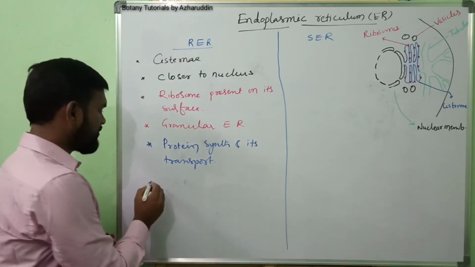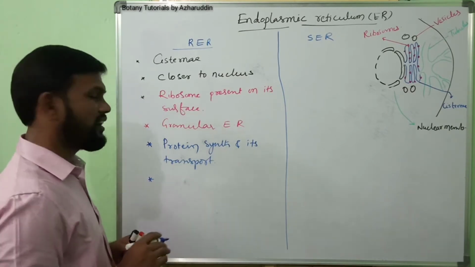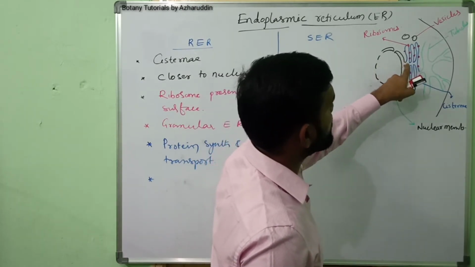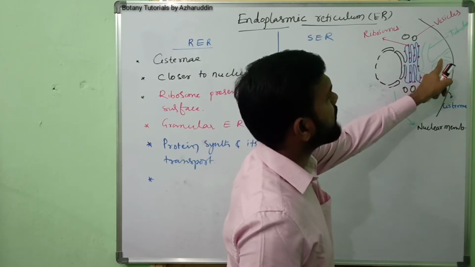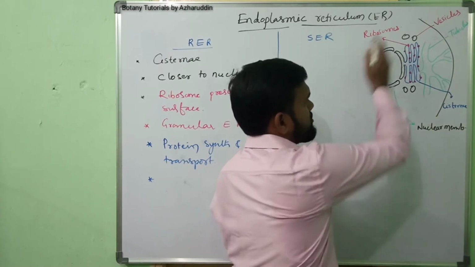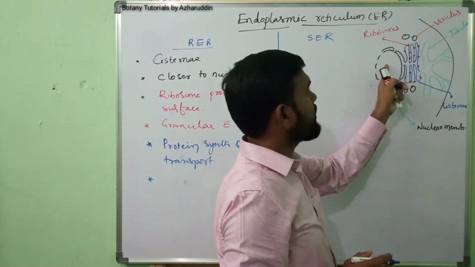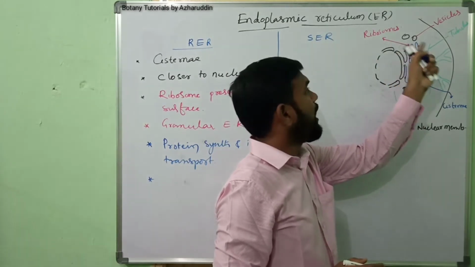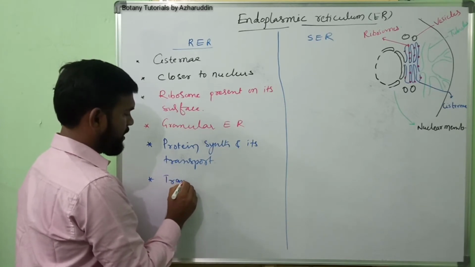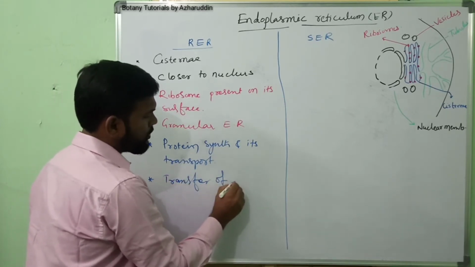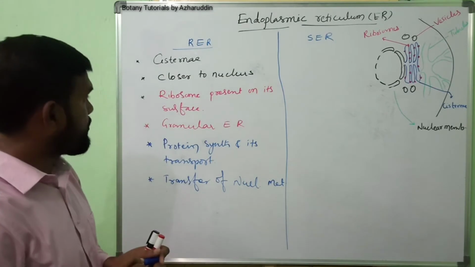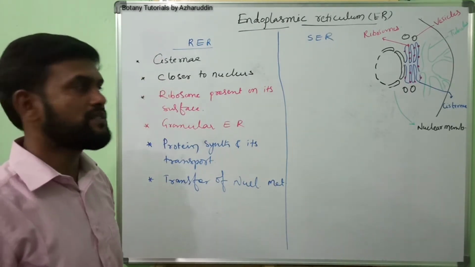Along with that, rough endoplasmic reticulum is involved in the transfer of nuclear material. This is the nucleus. From the nucleus, nuclear material is transferred to other cell organelles like the Golgi complex or the cytoplasm. This all is cytoplasm. Do you understand? These are the main functions of rough endoplasmic reticulum.